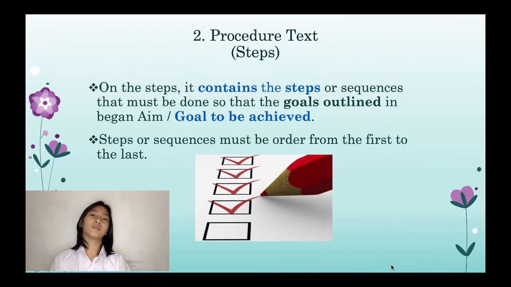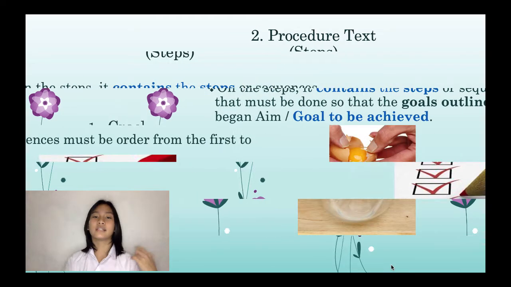Okay, next, procedure text steps. Let's see the definition of steps. The steps contain the sequences that must be done so that the aim or goal can be achieved. Steps or sequences must be ordered from the first to the last. Let's see the example.